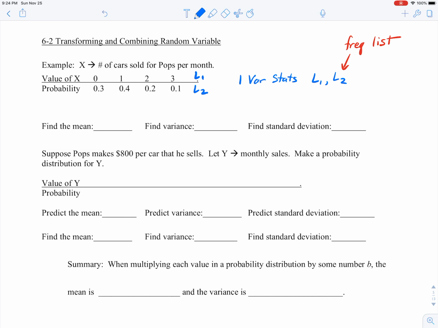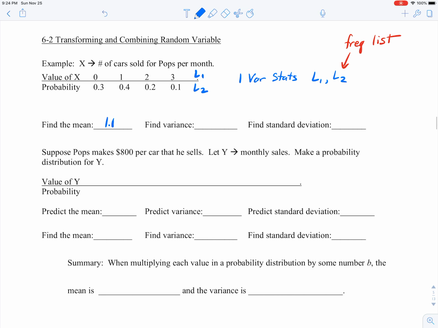Now, if you punch it in this way, you'll get a mean of 1.1, and it'll tell you the standard deviation as 0.9433. So that's what it tells you. Remember, the mean is the first one given. The variance you have to find by squaring, and if you square, it'll come out to 0.89.